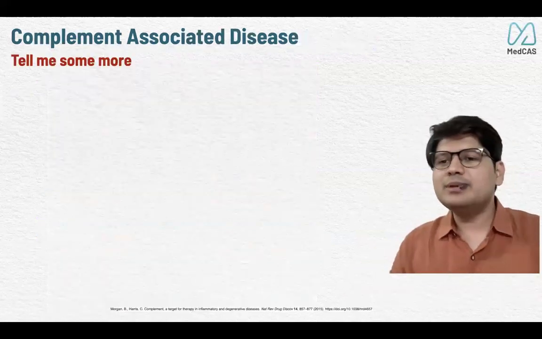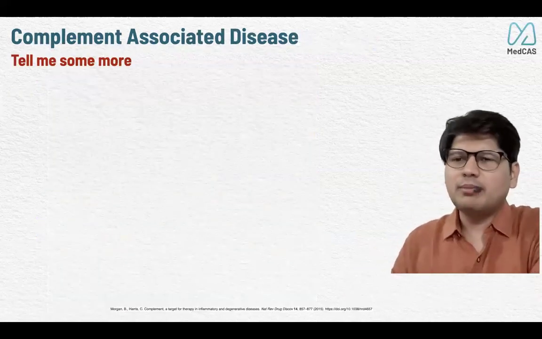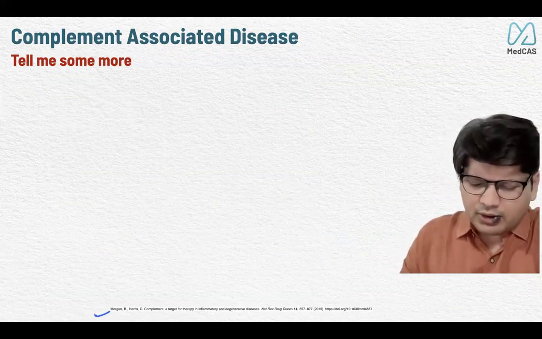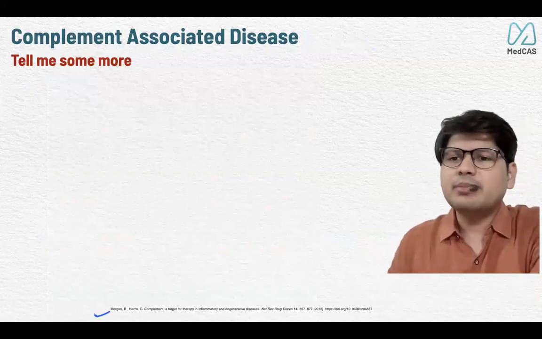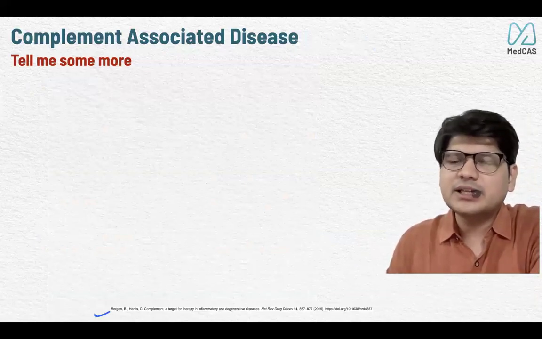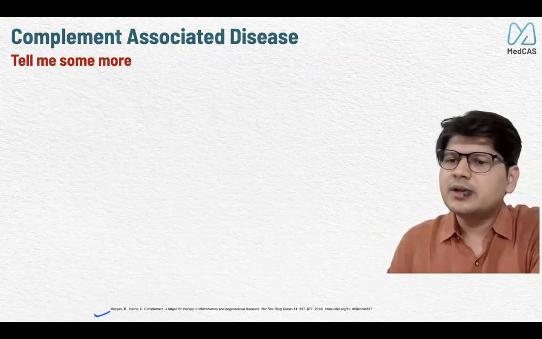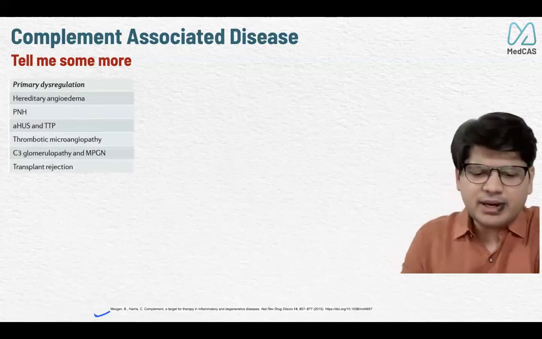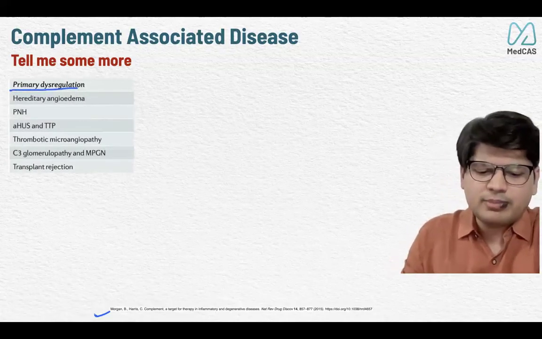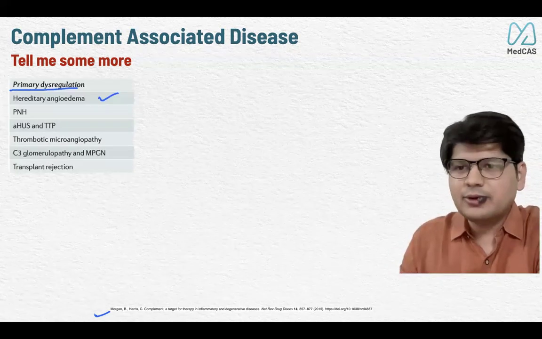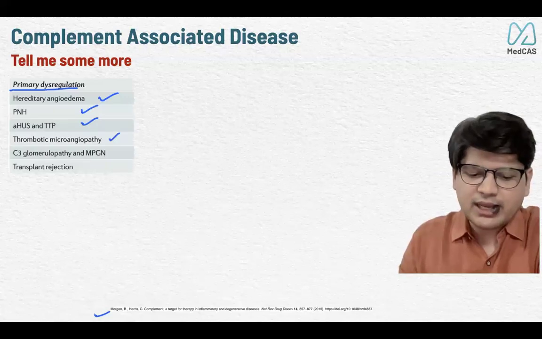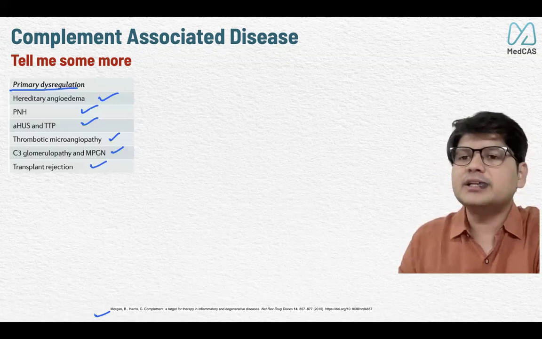Okay. Now tell me some more disease. Anything more we know about this? So this is a very good article I read for the complement and related targeted therapy. They have given the complete list there where complements are associated. We will run through it very fast, but few are must to remember where complement primary dysregulation leads to problem, which is hereditary angioedema, you know, PNH, atypical HUS and TTP, thrombotic microangiopathy, C3 glomerulopathy and MPGN, and transplant rejection.